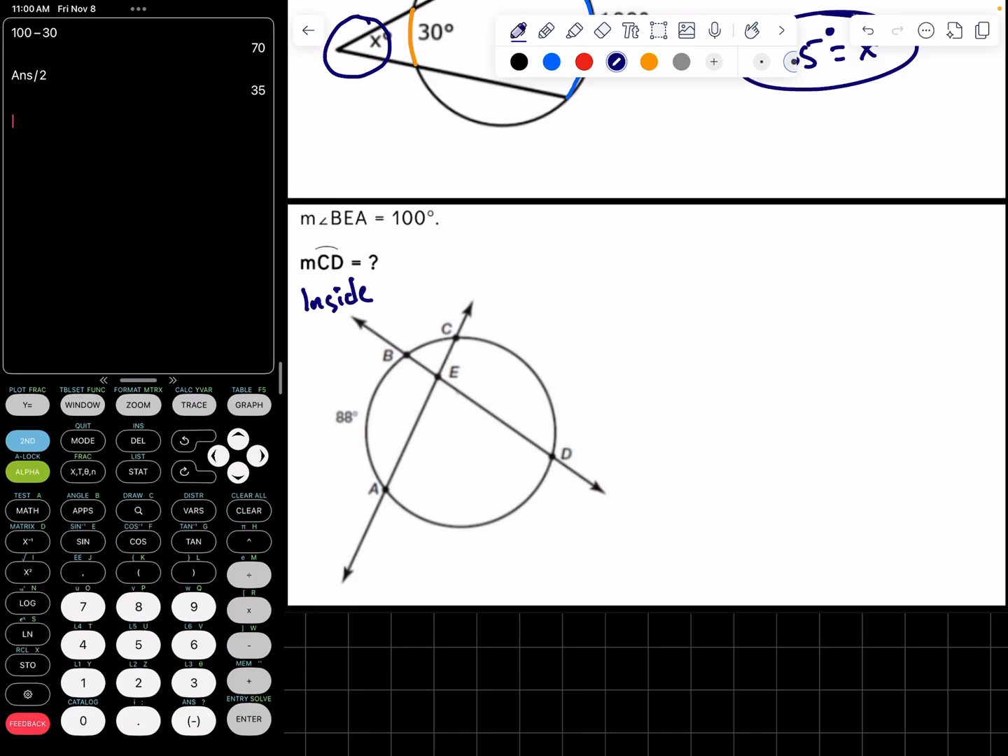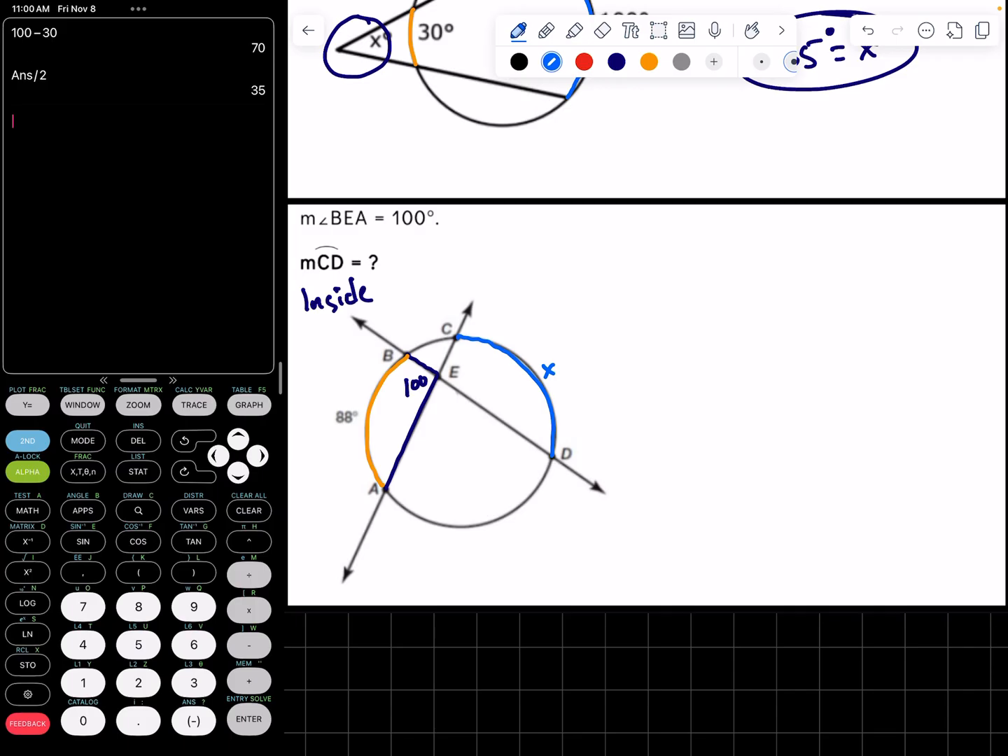the circle angle. That's actually BEA, our inside the circle angle that they give us to be 100 degrees. We're trying to solve for what is CD. They do give me 88, so I've got all my pieces, but what I'm solving for is over here. This one's a little bit different. We're still going to use our formula.